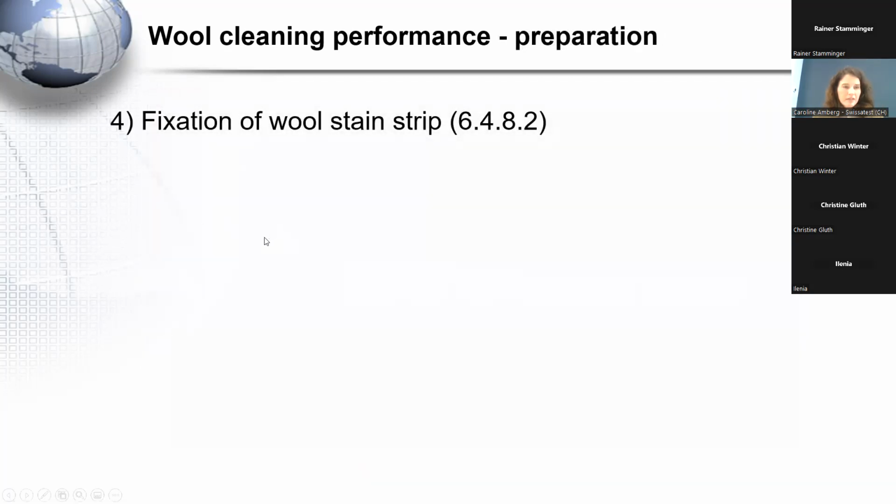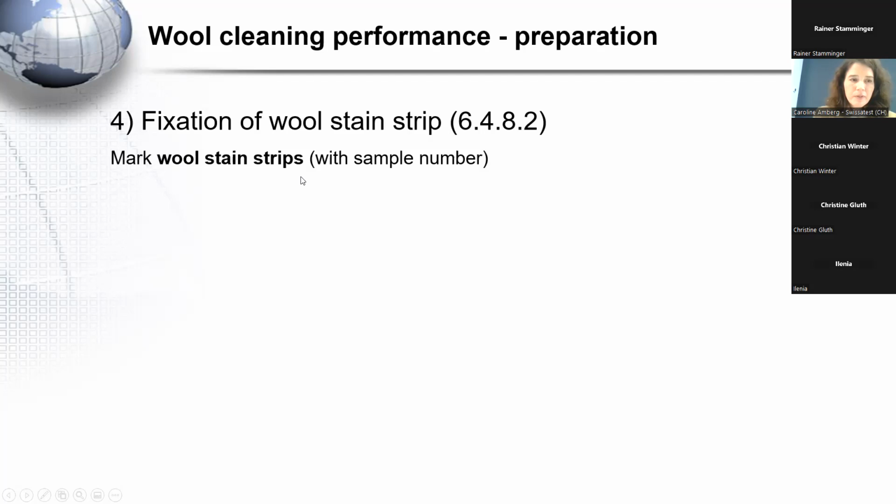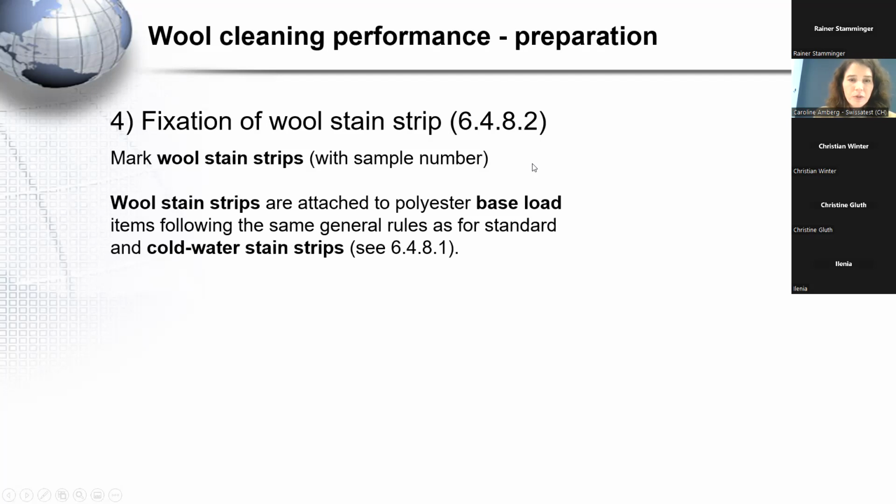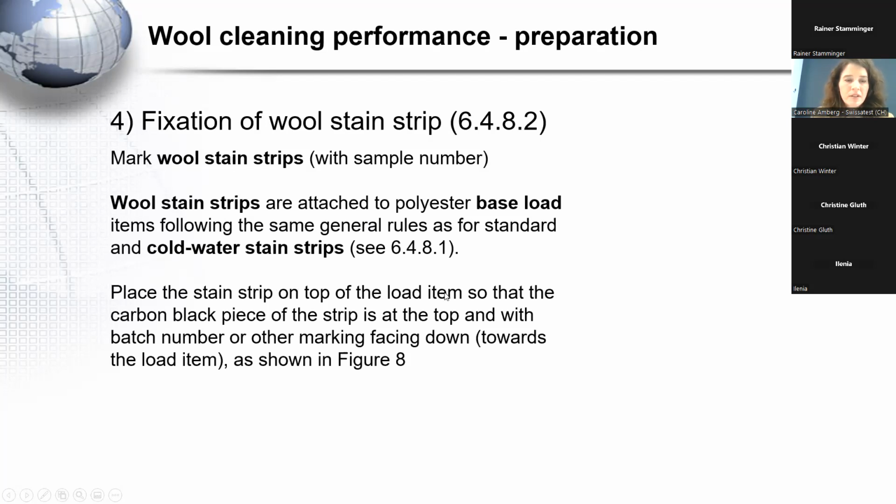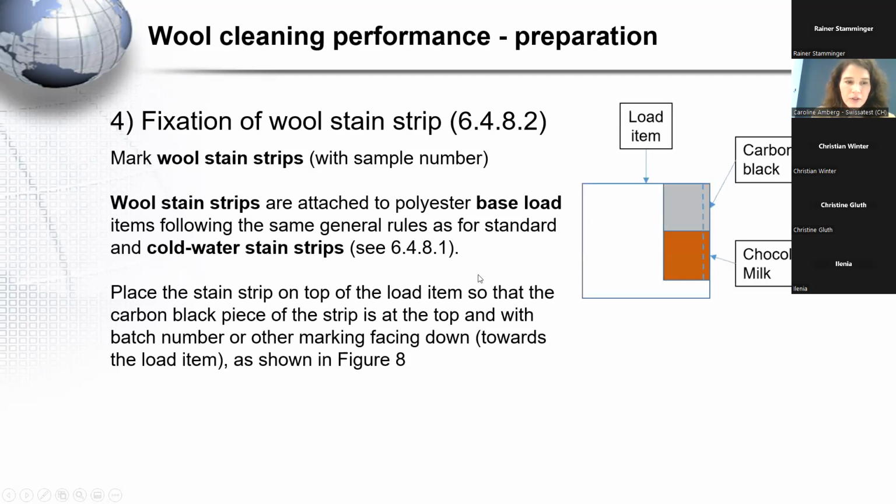Okay, then the next step is the fixation of the wool stain strip. First you should also mark it with a sample number, and then you attach it to the polyester base load. This follows again the same general rules as for the other stain strips. You should place the stain strip on the top of the load item, and we show that so that the carbon black piece of the strip is here in the edge, and so the upper side of the stain strip should face down.